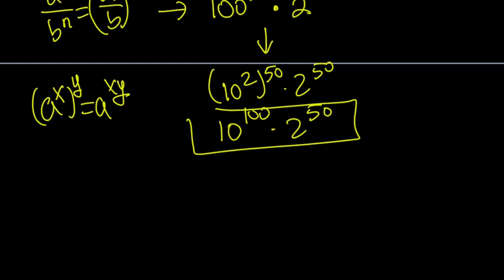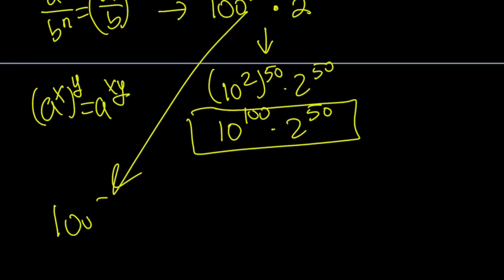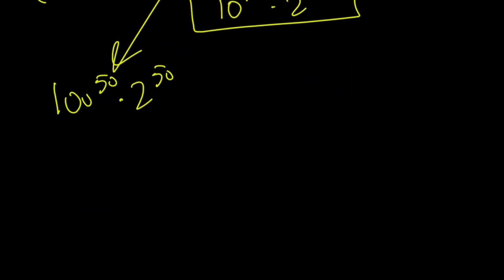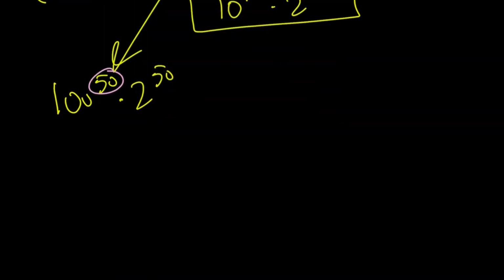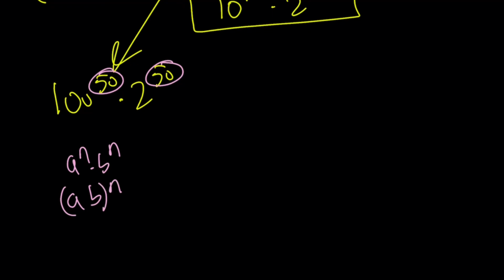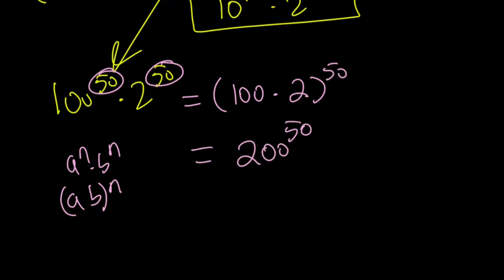But we could also get a different result, which is actually cooler because that allows us to write the whole thing as a single expression. From here we got 100 to the power 50 times 2 to the power 50. Make sense? Remember, one of the rules said if you have the same exponent, you can combine the numbers: a to the n, b to the n is a times b to the n. So we can use a common exponent here. Write this as 100 times 2 to the power 50, and that can be written as 200 to the power 50.